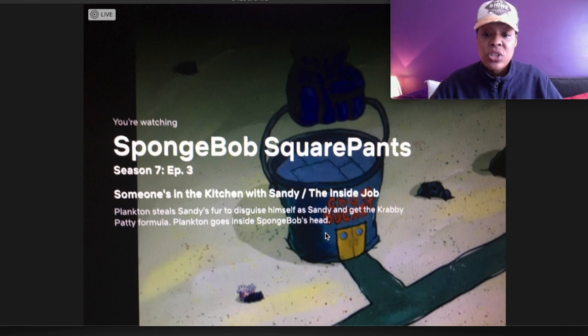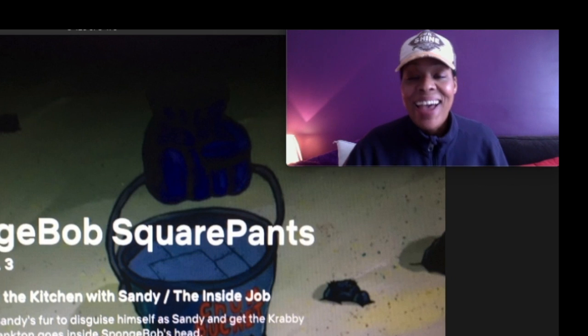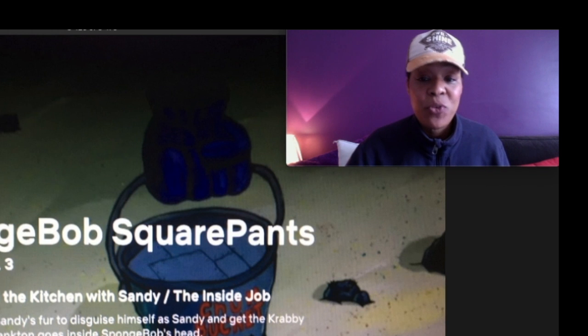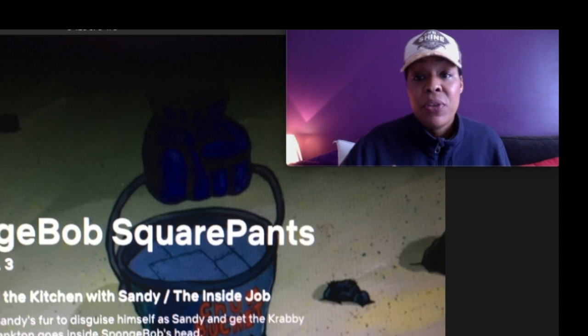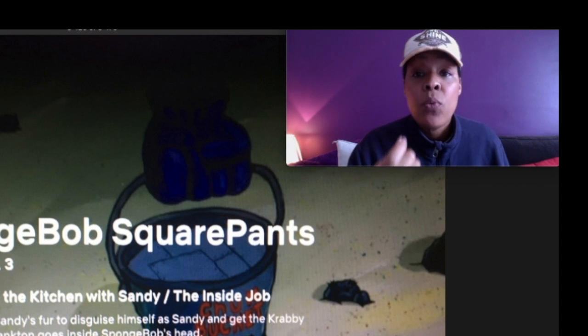One of the things I understood about this symbolism is that we know that Plankton is representing the devil, right? We understand that SpongeBob is representing the priests or Christians, however you want to think about it. The Krabby Patty, I just understood today, before I started filming, is representing the ether. It's representing the stuff of the Most High Father. It's representing that spark, that light that the evil one doesn't understand.